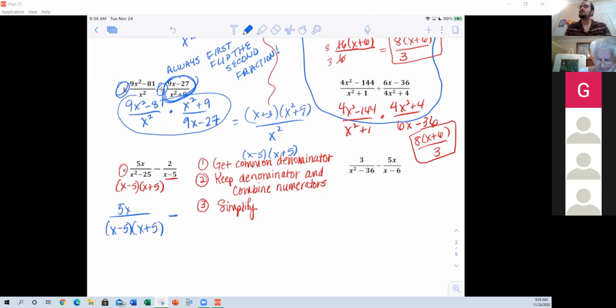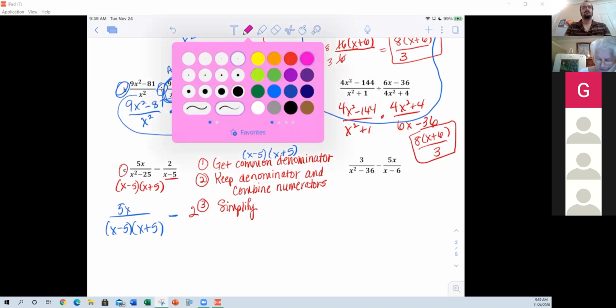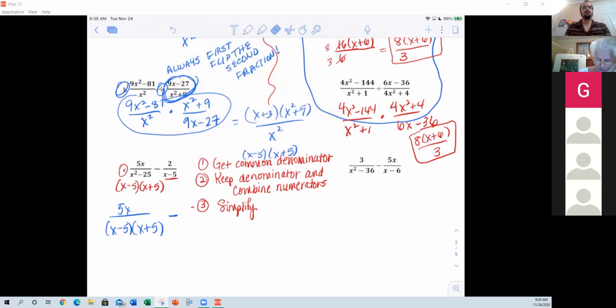Minus 2, I'll do a different color. Two over x minus 5. And what do I have to multiply the numerator and the denominator of this second fraction by in order to get the denominator I need? x plus 5. Yes.